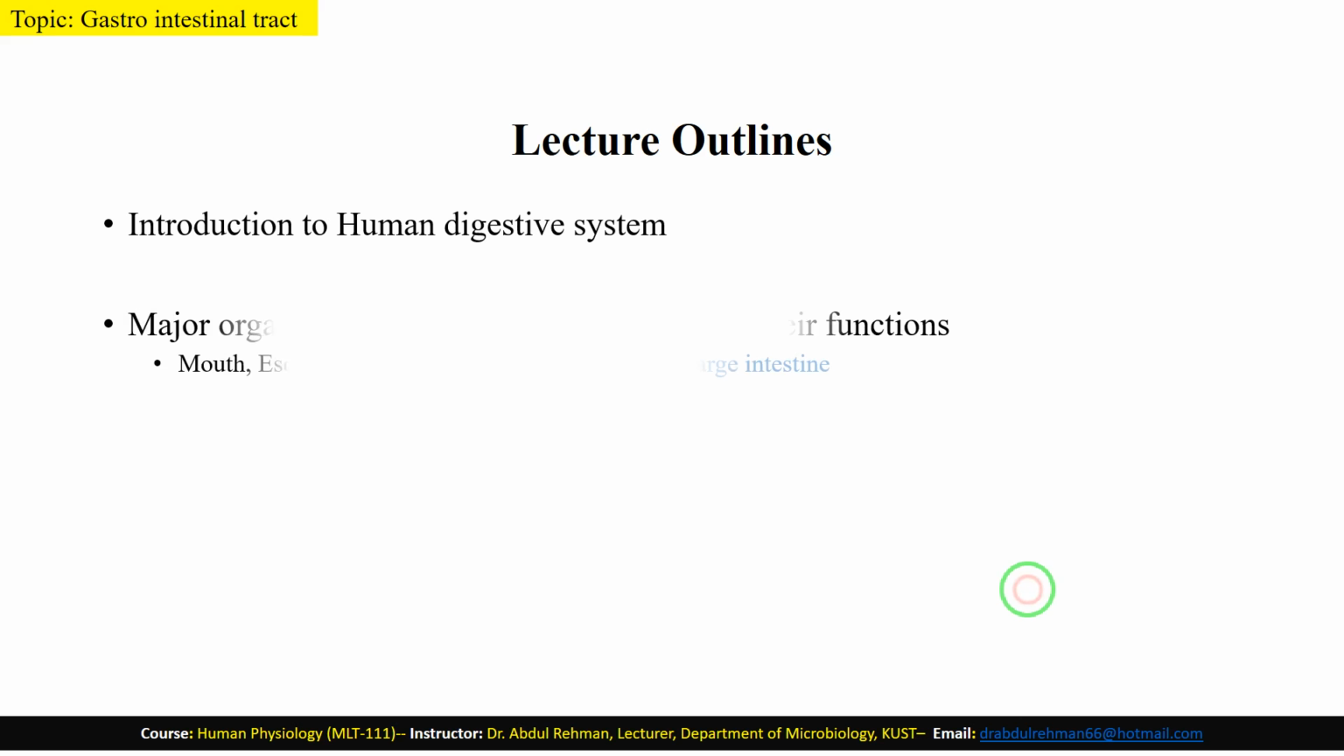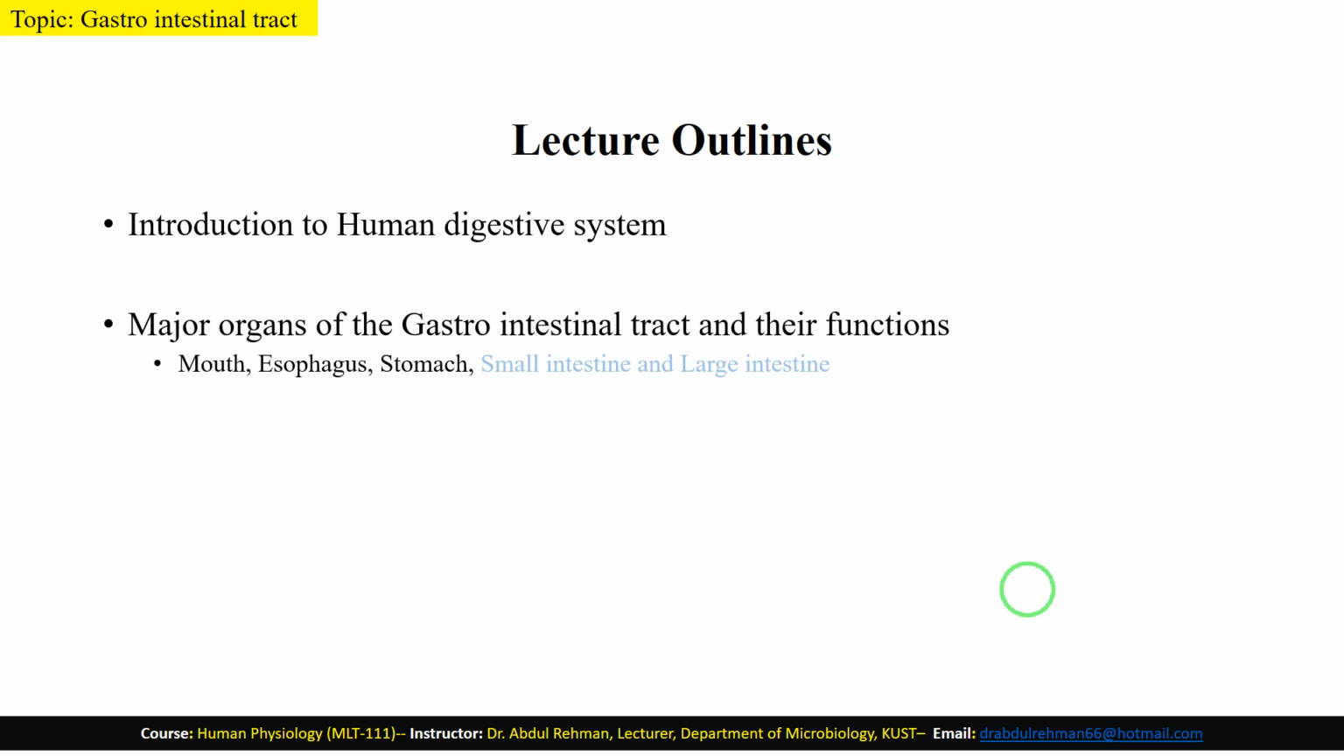Next, we will discuss the major organs of the gastrointestinal tract and their functions. Like you can see, mouth, esophagus, stomach, small intestine, and large intestine. These are the major organs of the GIT system. But in today's lecture, I'm going to discuss the first three parts of the GIT system, that is mouth, esophagus, and stomach. For the small intestine and large intestine, I will record part B of the same lecture.